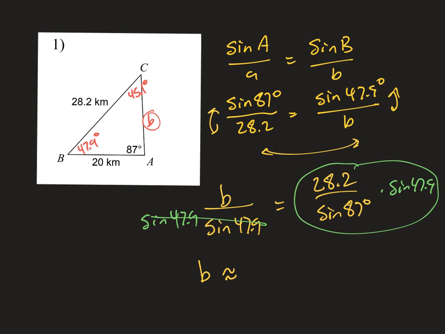And the measurement for side B is approximately 20.95. I'm going to round that off to 21. So when you crank it out on the calculator, round it off, 21.0, and that's kilometers. And we're done with this problem. B is 21.0 km.